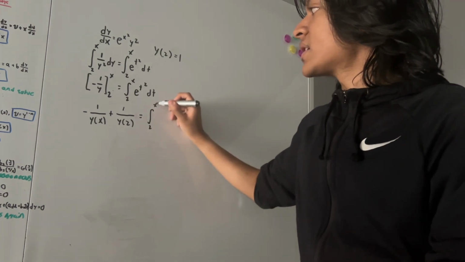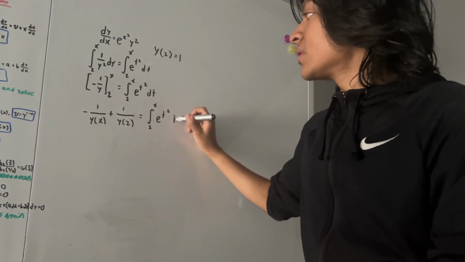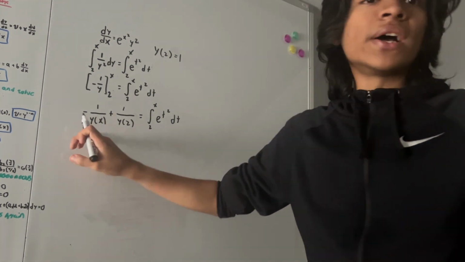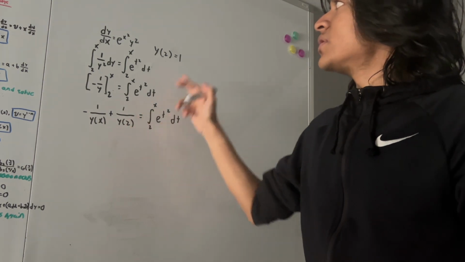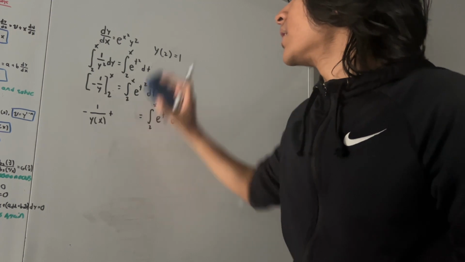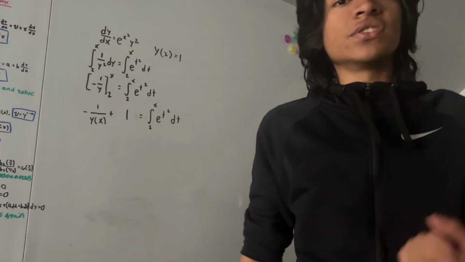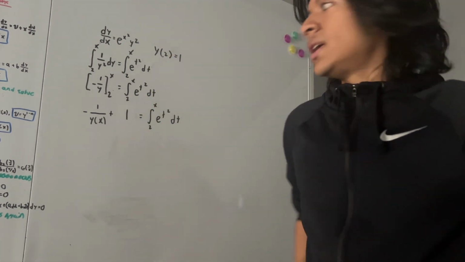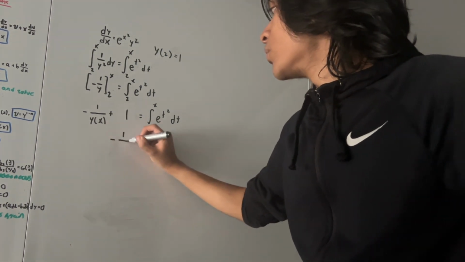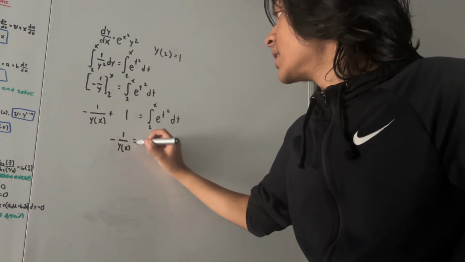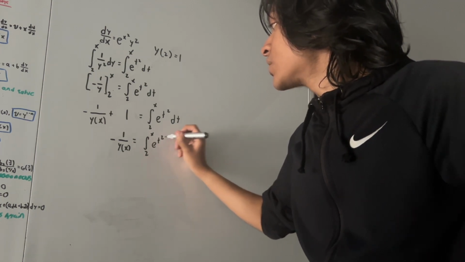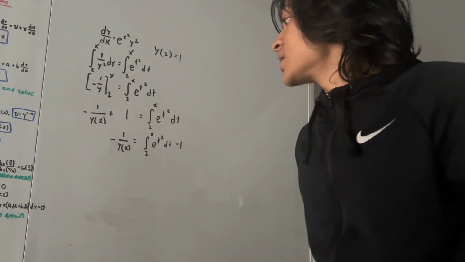So we have the integral from 2 to x of e to the t squared dt. Now you can kind of see where we're going with this. We're just solving for y of x. Here, y of 2 is just equal to 1, and 1 over 1 is just 1. So this whole thing turns into just the 1, which is pretty nice. And just solve for y of x. So we get negative 1 over y of x is equal to the integral from 2 to x of e to the t squared dt minus 1.